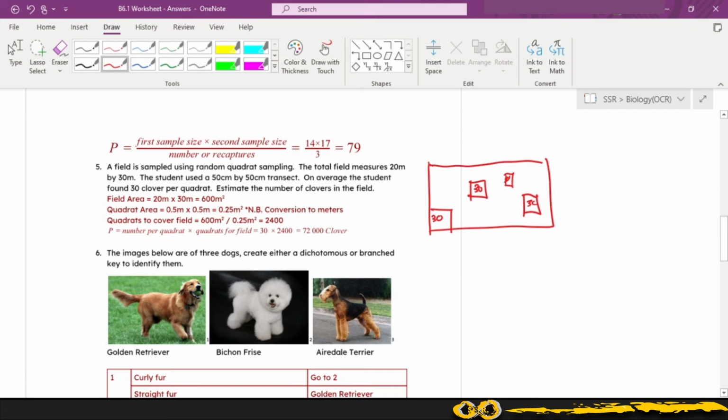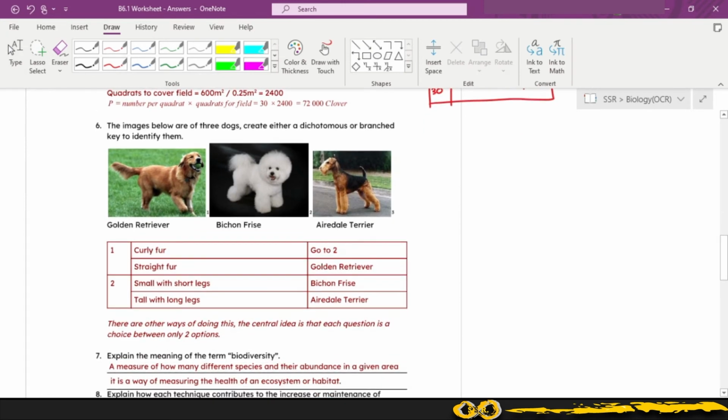The next thing to do is to calculate the total area of the field, which is 600 meters squared, and then you can figure out how many quadrats will cover the field, and so you then multiply by the number of quadrats, 2,400, and you get 72,000 clover in the field.